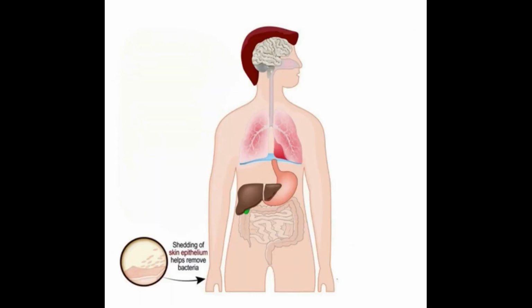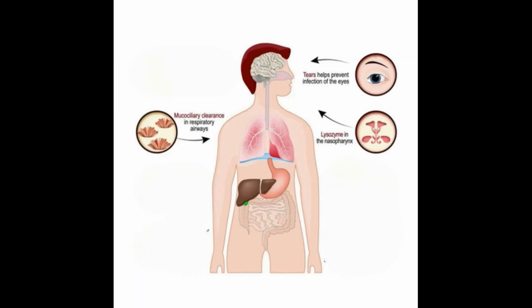The non-specific defense has two lines of defense. One is the barrier defense with skin, sweat, mucus and tears. The skin provides a physical barrier to keep the pathogens out of the body. Any cut or break in the skin will allow the pathogens to enter the body. Shedding of skin epithelium helps in removing the bacteria.